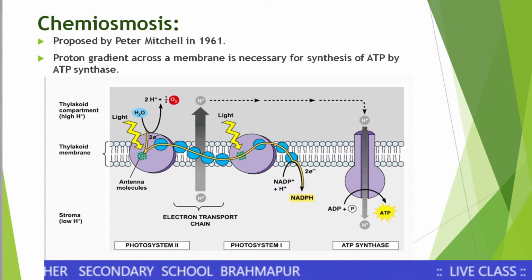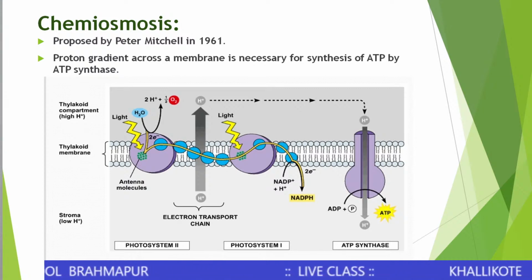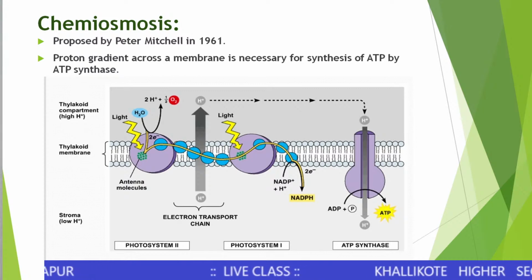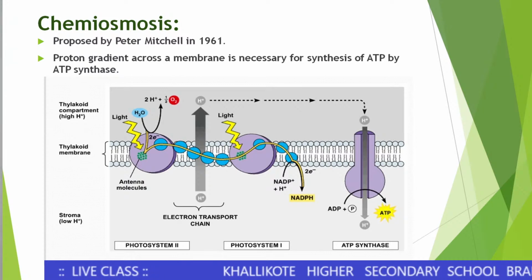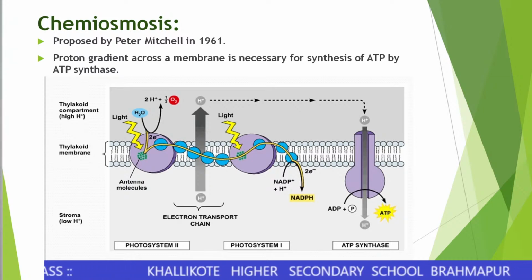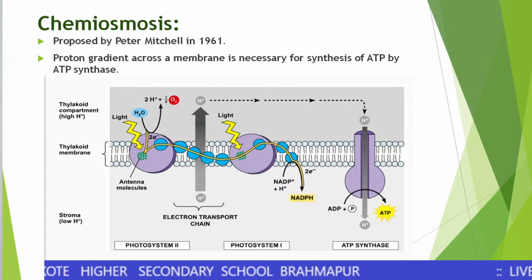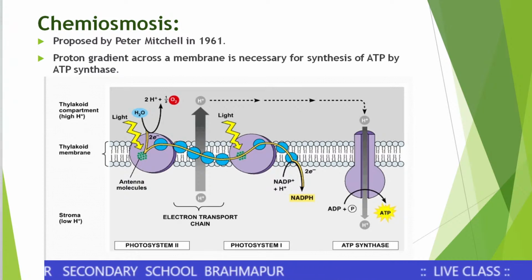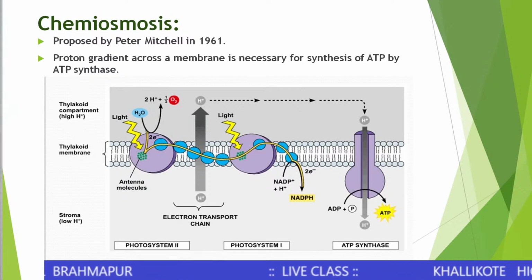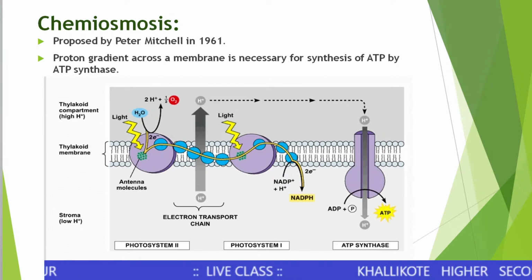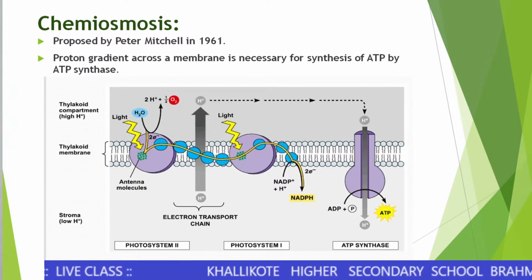So the lumen has a greater concentration of H plus ions or protons, whereas the stroma side has a low H plus ion or proton concentration. So this creates a gradient of protons across the thylakoid membrane. So the thylakoid lumen has a pH of 5 due to the presence of more H plus ions, whereas the pH of the stroma side is around 8.